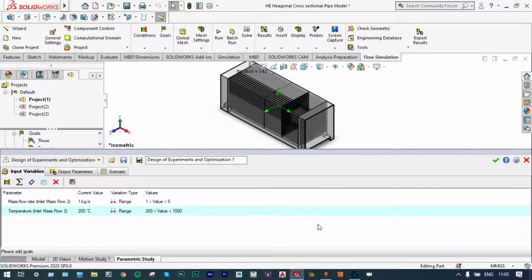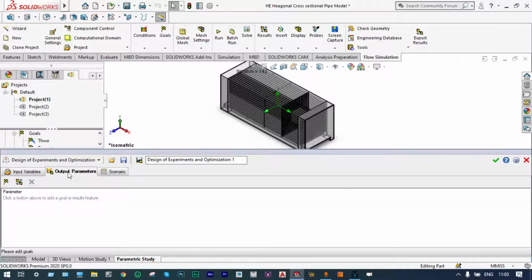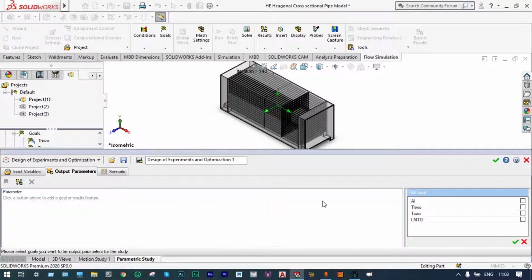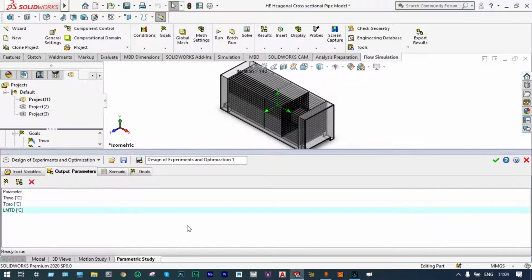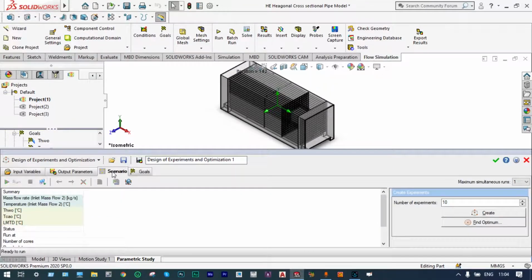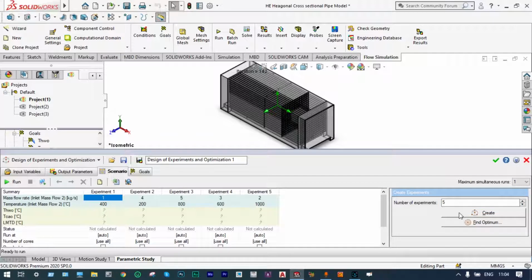You have defined these. Next to that, we have to see the output parameters, and they are dependent on goals. In this case, we want all the goals to be taken care of in this parametric study. That means we want LMTD and the exit temperature of both ends. Let us see the scenarios. We have 10 experiments. To reduce the time, let us decrease the number of experiments. Instead of 10, we want to have 5 experiments. Let us create those design of experiments.